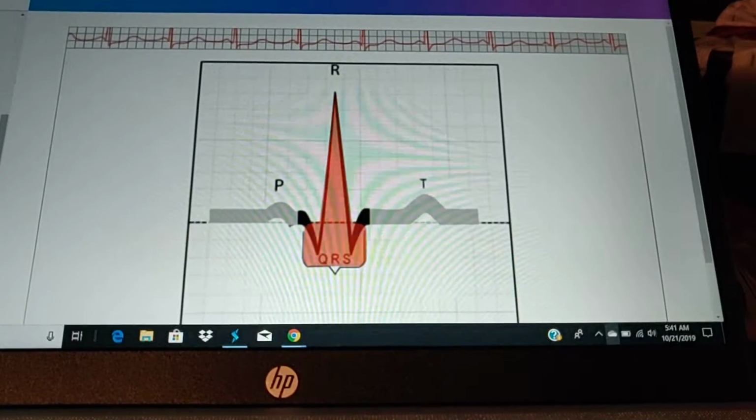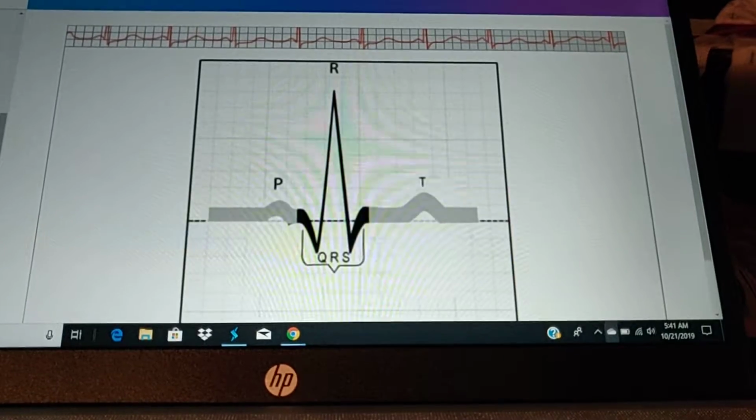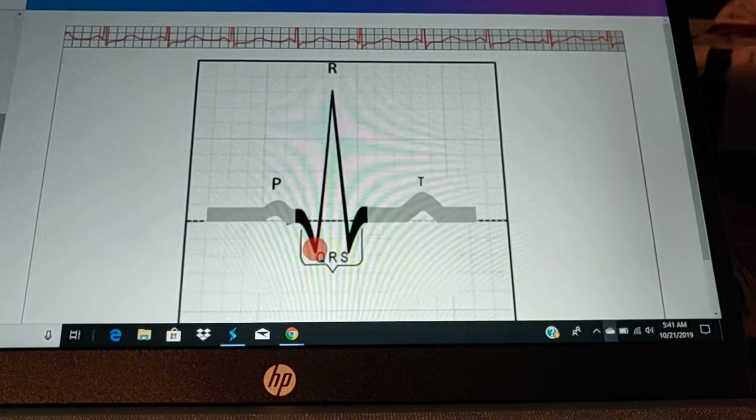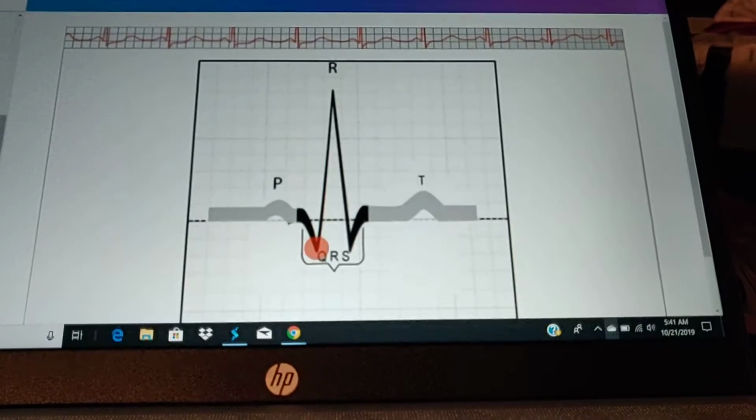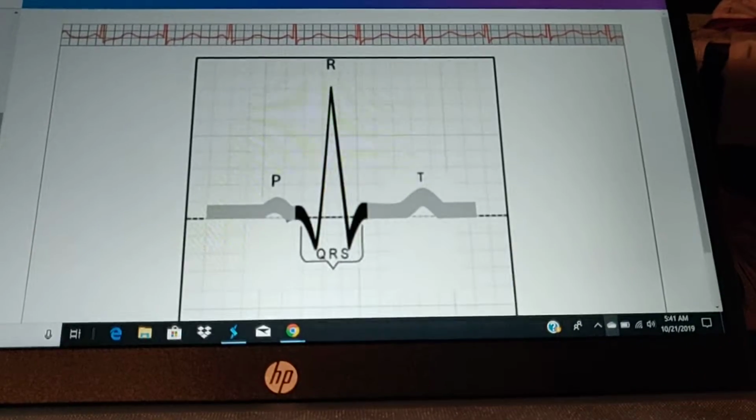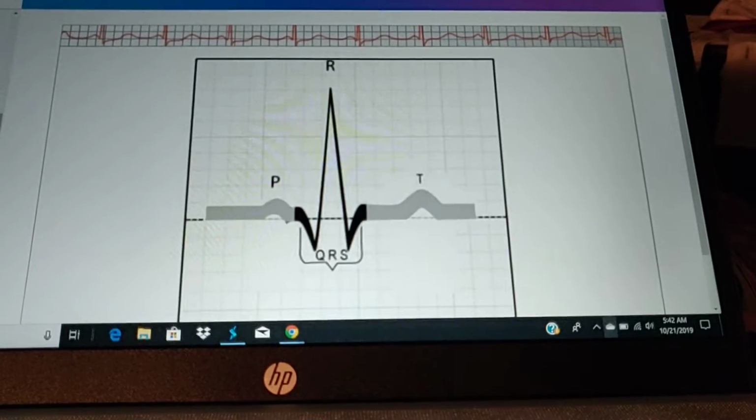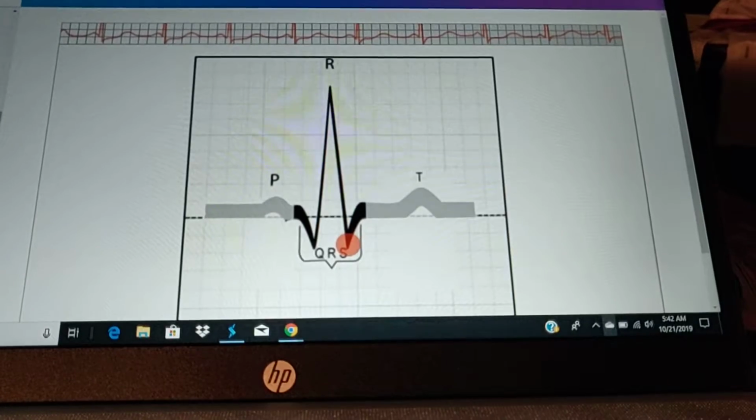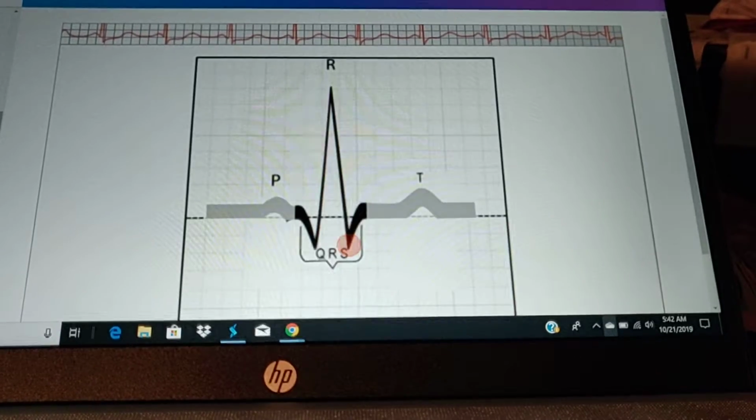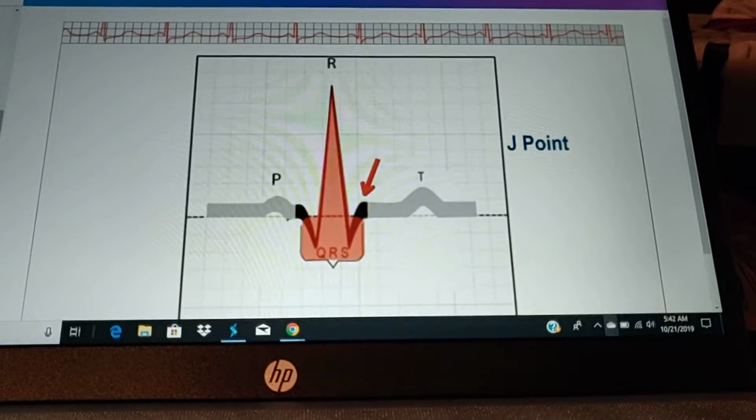The QRS complex is comprised of several waveforms. The configuration of the QRS consists of the Q wave, the first negative downward deflection on the isoelectric line following the P wave, the R wave, the first positive deflection following the Q, and the S wave, a negative deflection following the R. Measure the QRS from the beginning of the Q wave to the point at which the S wave meets the ST segment, otherwise known as the J point.